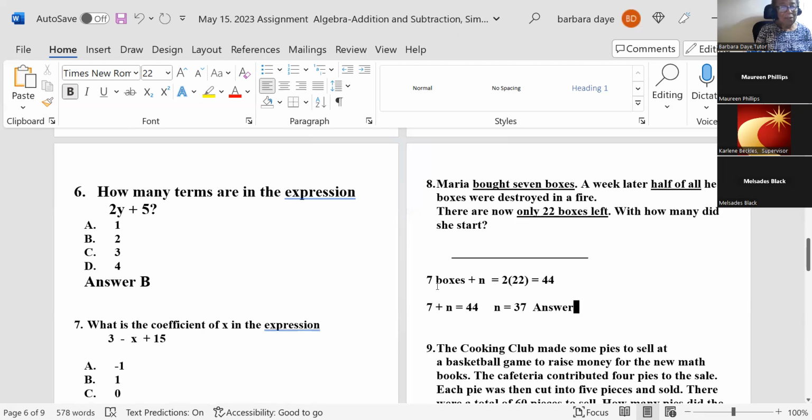Now, half of her boxes were destroyed. So if half was destroyed, that means the total boxes is 44, right? So now you have the number for the total boxes. You know how many she bought. So she must have started with the difference of the total minus the 7. Because I come to the conclusion, she must have had some boxes before if it's 22 left. But see, the key is that half. If half were destroyed and you got 22, that means half of what number is 22? That number is 44. What adds up to that 44? The number Maria started with plus the number she bought, which was 7.